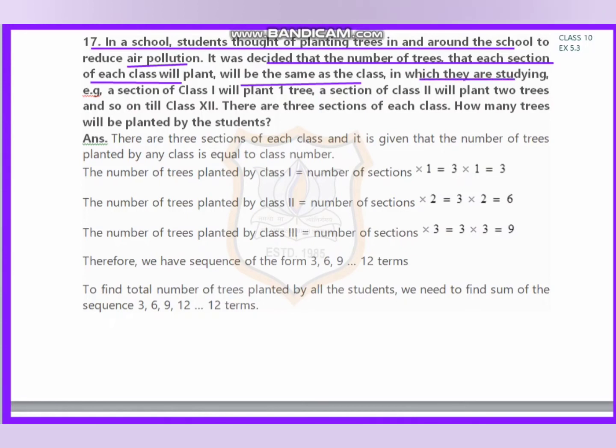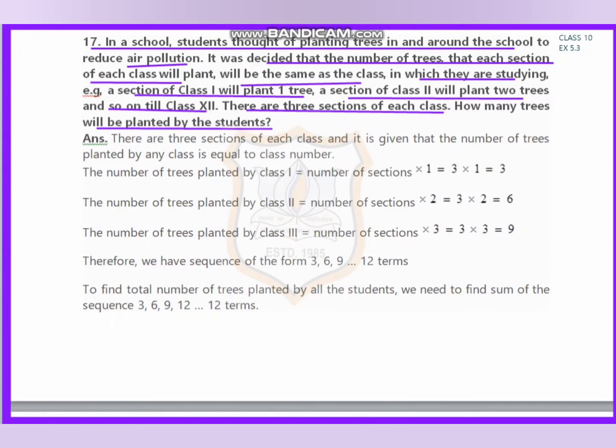For example, class 1 will plant one tree, class 2 will plant two trees, class 3 will plant three trees, class 4 will plant four trees, and in the same way, up to the 12th class, which will plant 12 trees. There are three sections in each class. How many trees will be planted by the students?